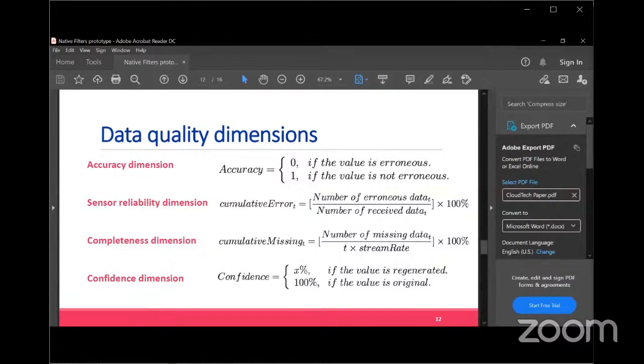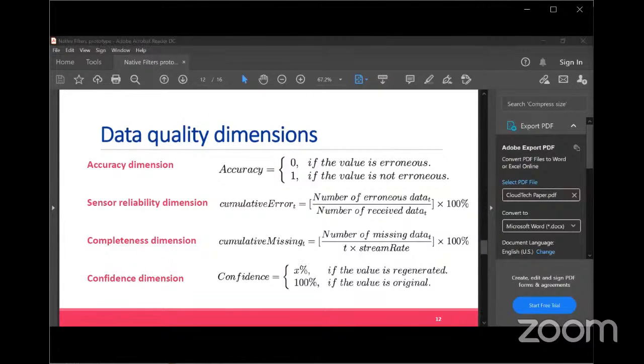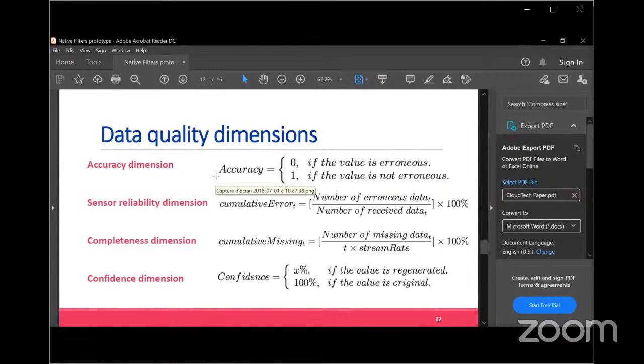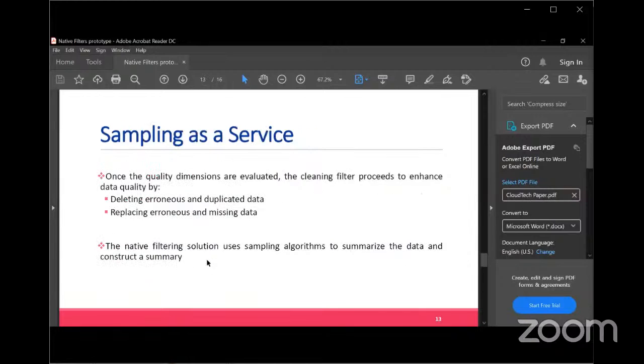The quality dimensions that we are interested in in this paper and in our application are the following: the accuracy dimension, the sensor reliability dimension, the completeness dimension, and the confidence dimension. Here in this slide, you can see how we can calculate each one of these dimensions.